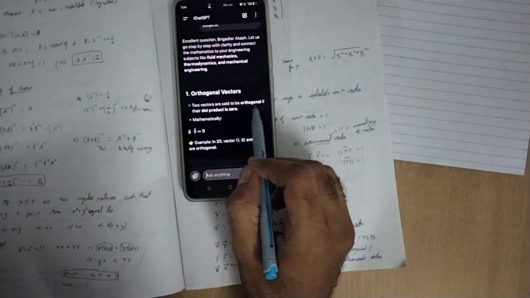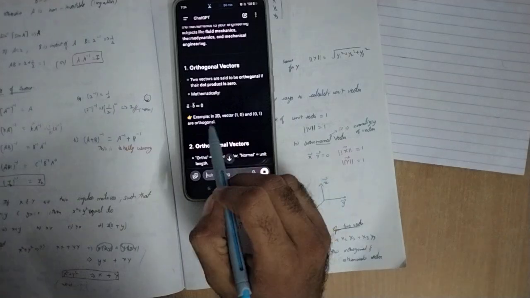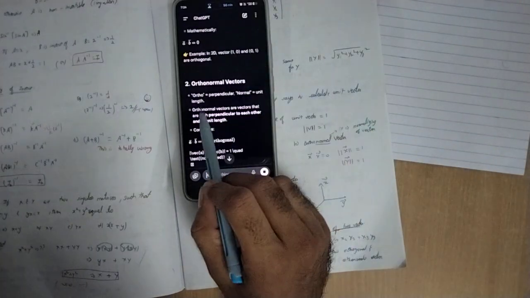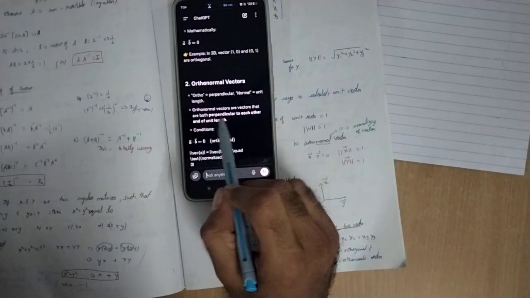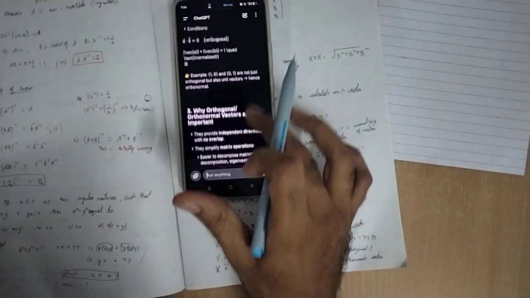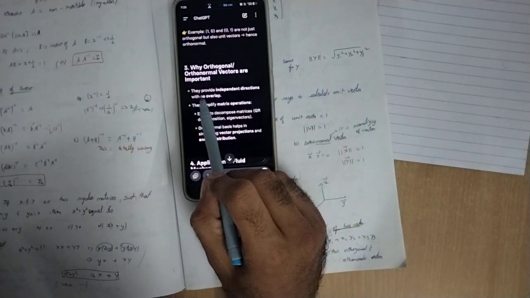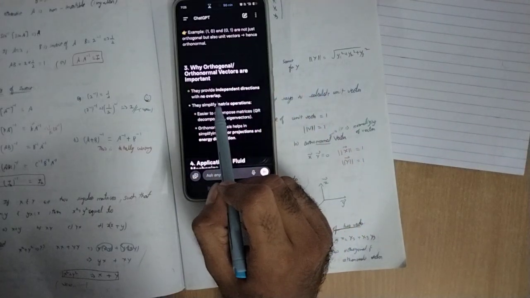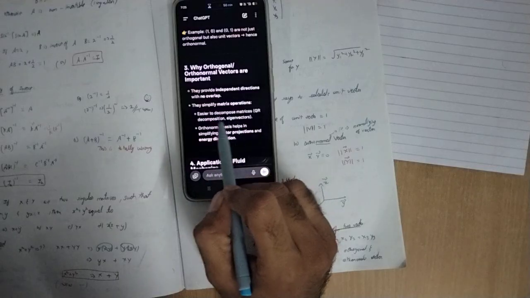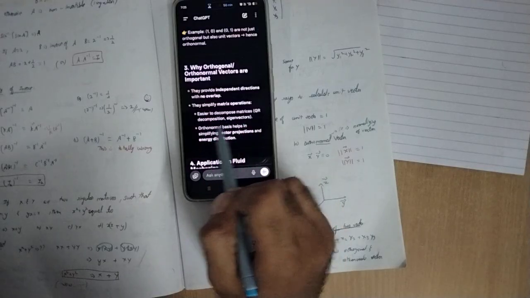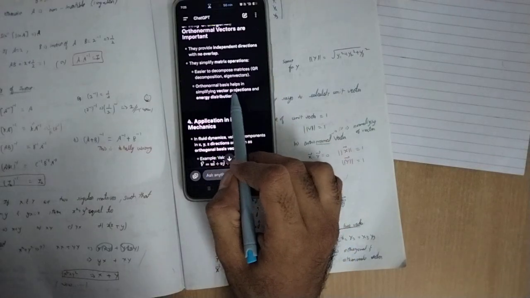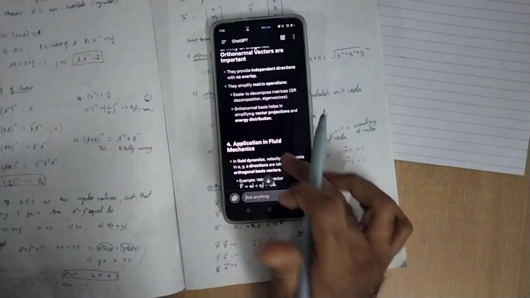If the dot product of two vectors is 0, they are said to be orthogonal. Okay, you can see only 2D vectors here, and orthonormal means ortho, perpendicular, and normal, meaning unit. So they provide independent directions with no overlap. This simplifies matrix operations and makes it easy to decompose matrix Q or an eigenvector. Orthonormal basis helps in vector projection and energy distribution.